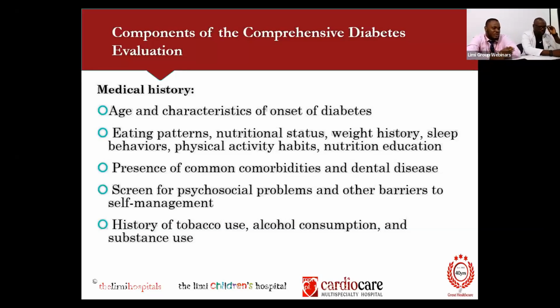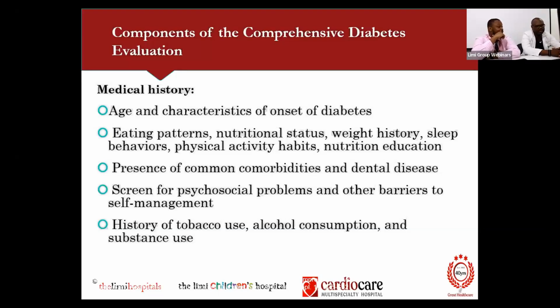Then last but not least, you want to ascertain the history of tobacco use, alcohol, and substance use, because these are cardiovascular risk factors. Diabetes is itself a cardiovascular risk factor, and the combination of tobacco use, alcohol consumption, and substance use can worsen the cardiovascular status of the patient. Okay.